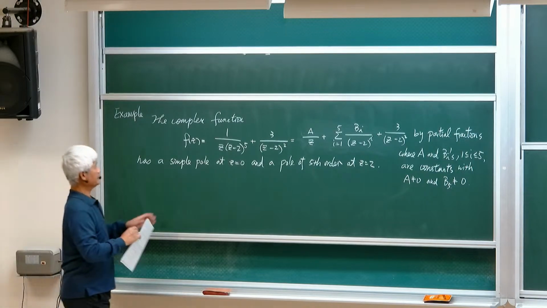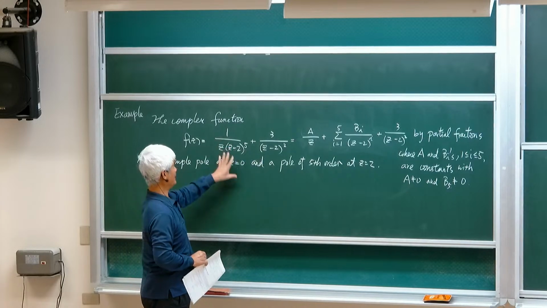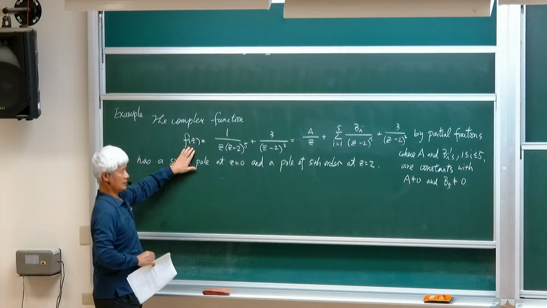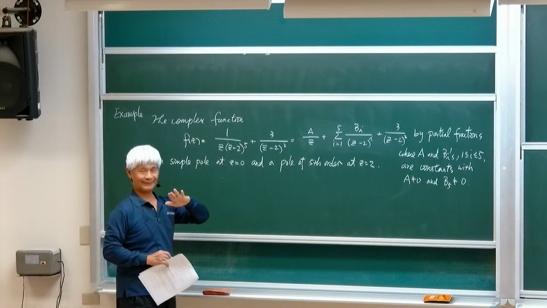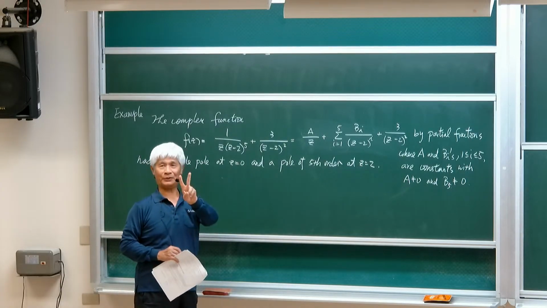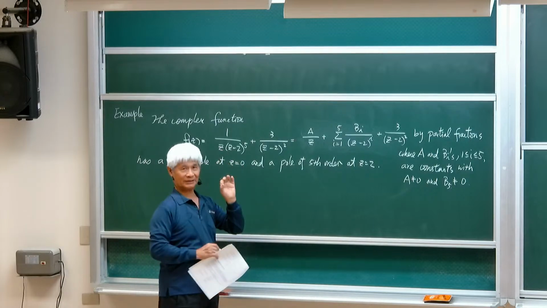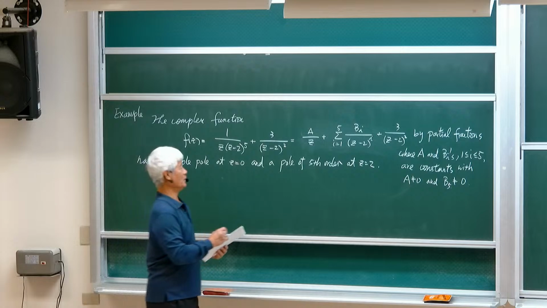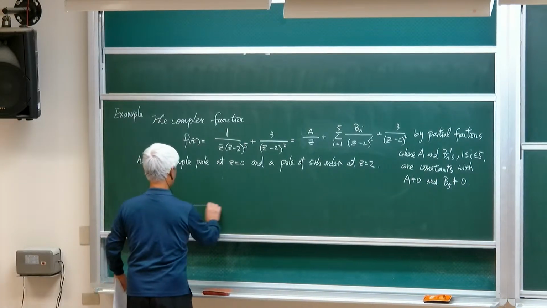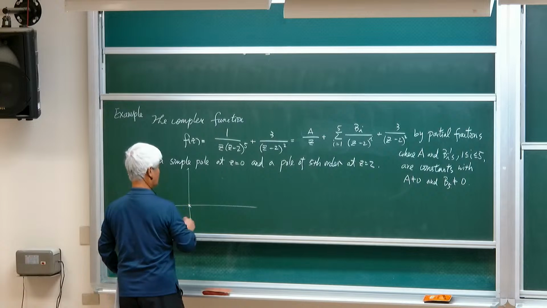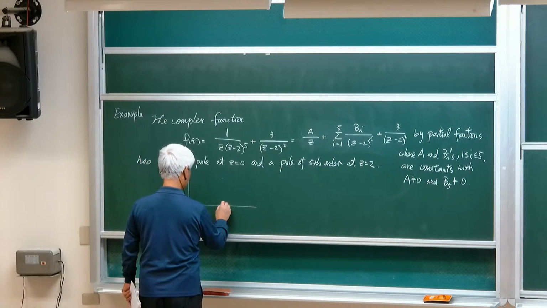First of all, the function f of z is analytic in the whole complex plane except two points. One is z equal to 0, the other is z equal to 2. So you can see there are two singularities.